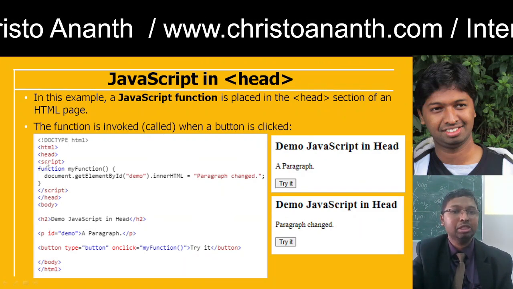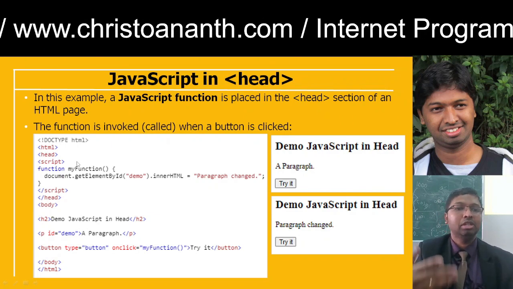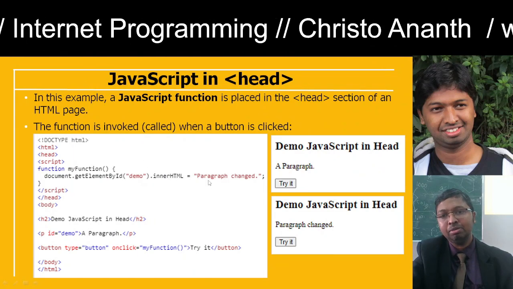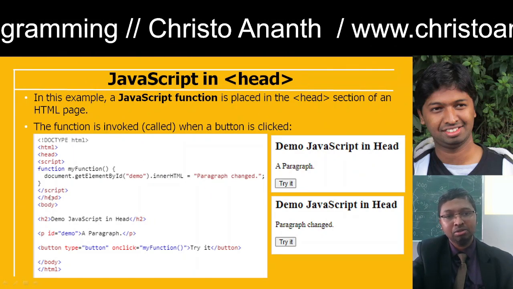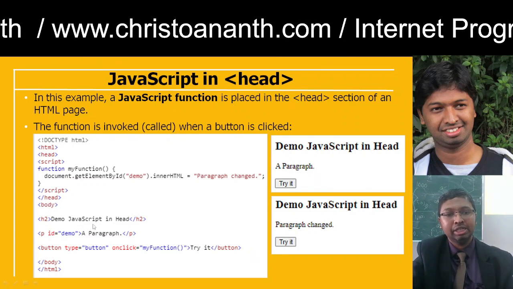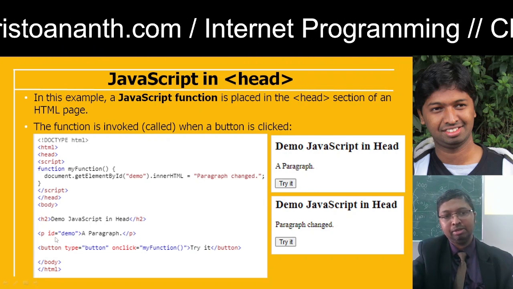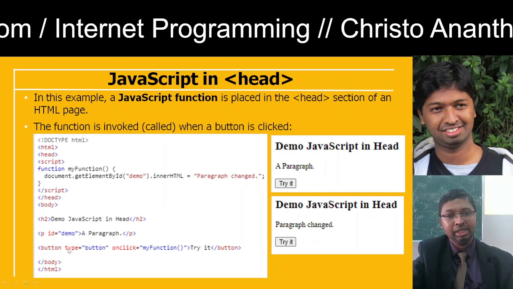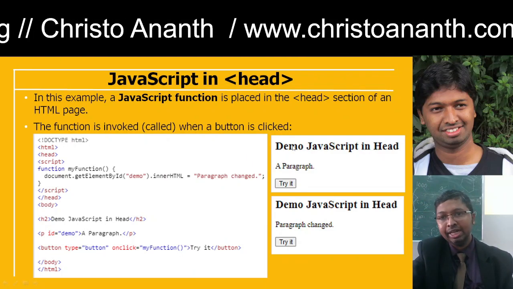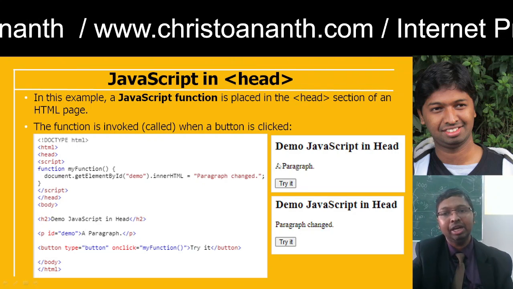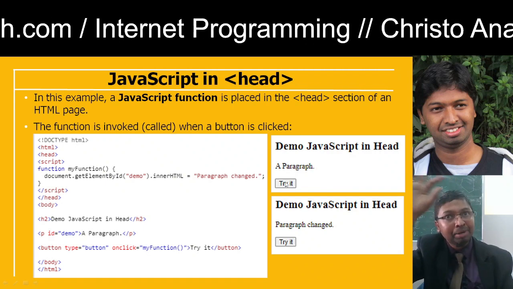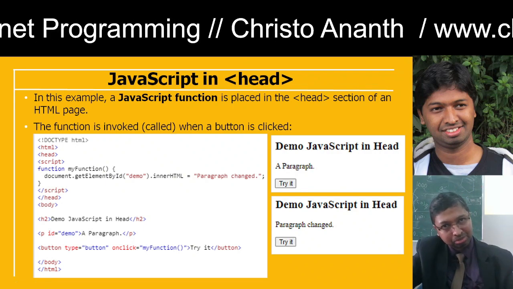Doctype HTML, head tag, script. So function myFunction, document.getElementById the demo, innerHTML, a HTML paragraph changed. Then you'll close the script, close the head, and then body. Then you have the h2 tag, smallest level heading, demo JavaScript in head. Then p id demo a paragraph. Then you have a button, try it button, that's a myFunction button. If you click on this try it button, then immediately that a paragraph will be changed to paragraph changed.